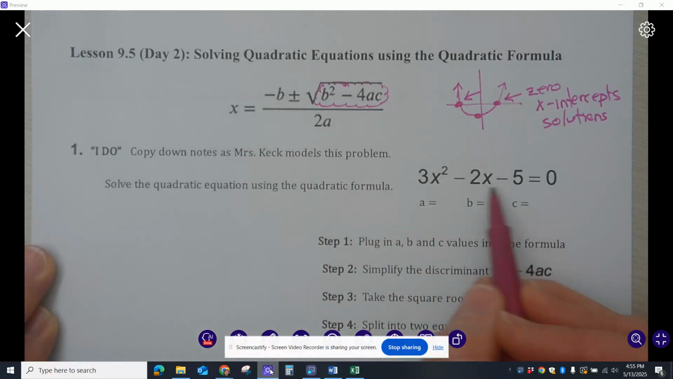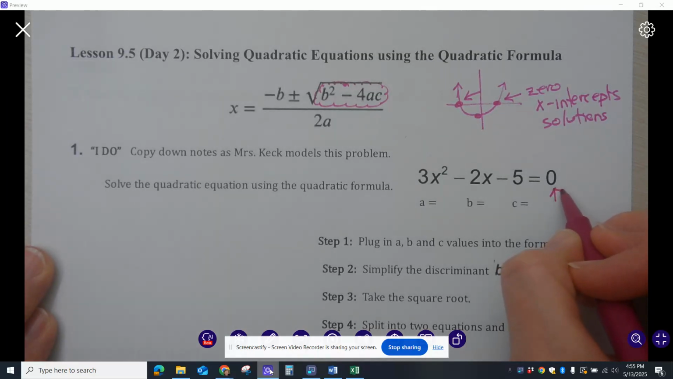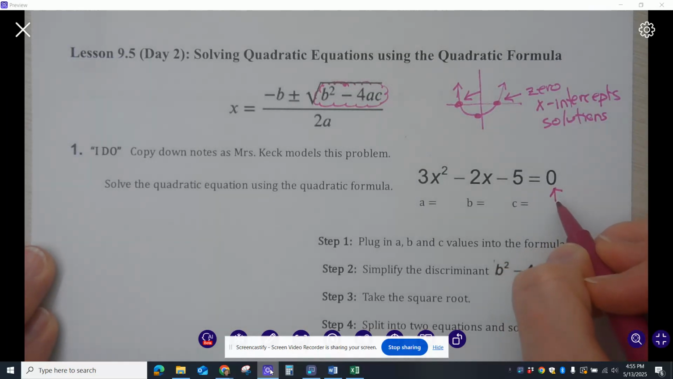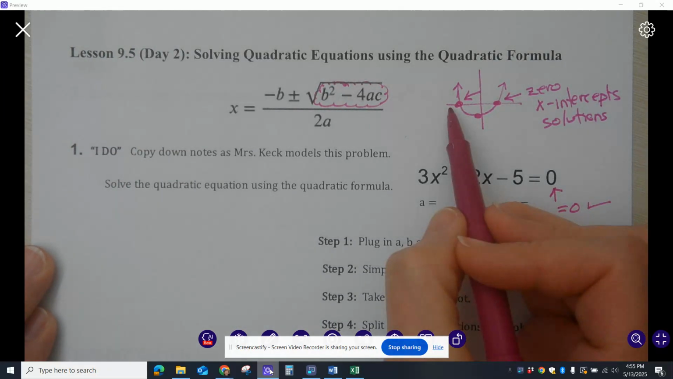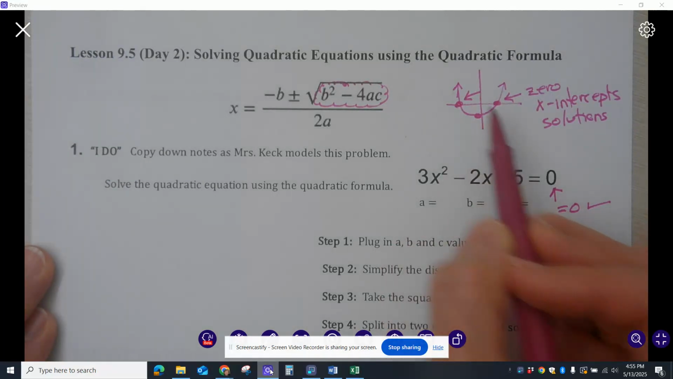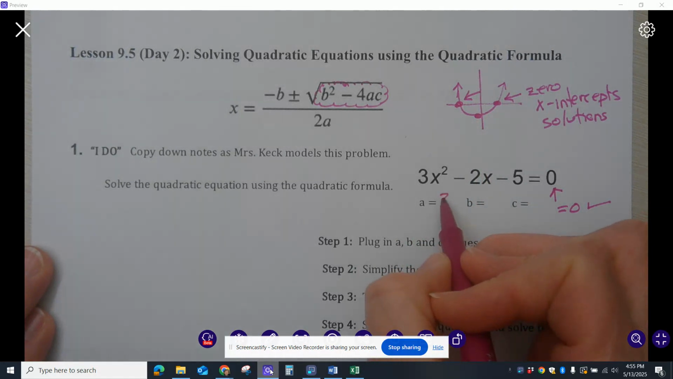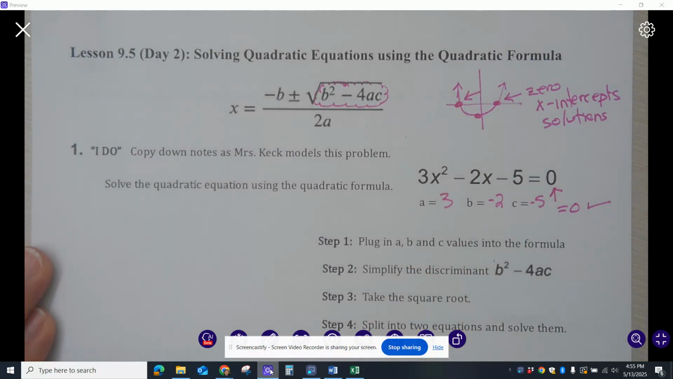So the quadratic equation is right here. It's set equal to 0, which is very important that it's equal to 0, because I'm finding those zeros. I'm finding the input when the output, or the y value, is 0. My a is 3, my b is -2, and my c is -5.